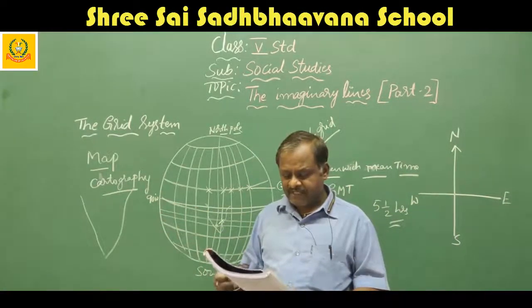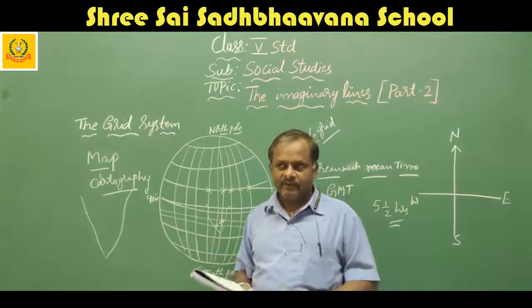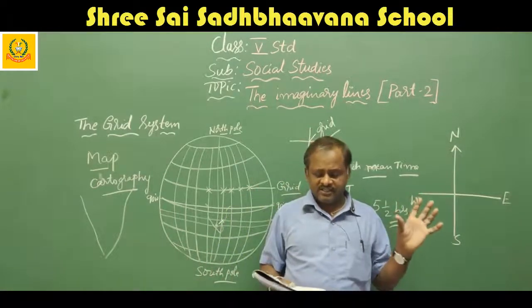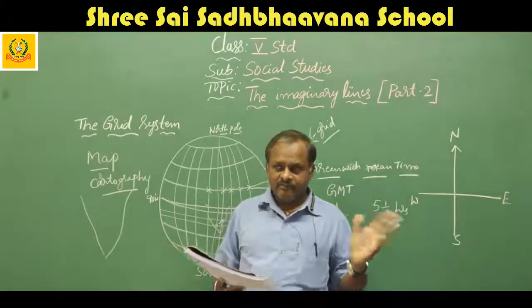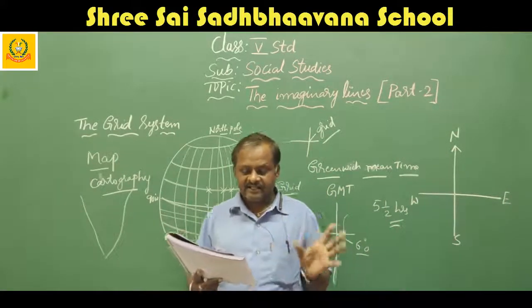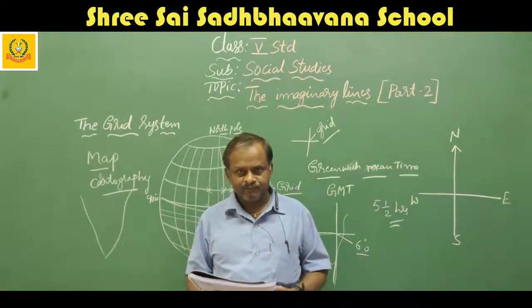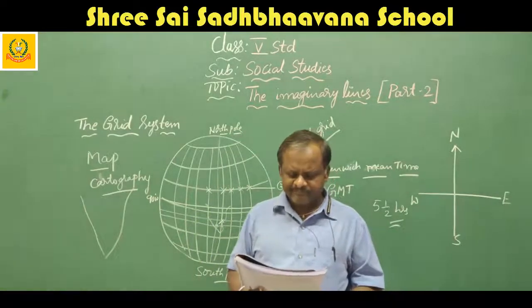The oldest known map is a Babylonian clay tablet. The first one is the clay tablet. They made one map on clay, in the country Babylonia.